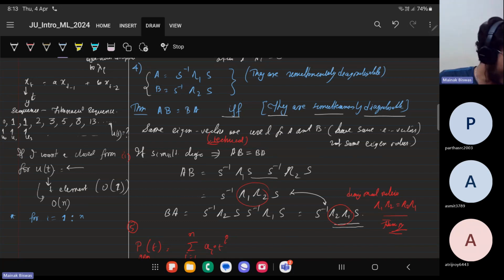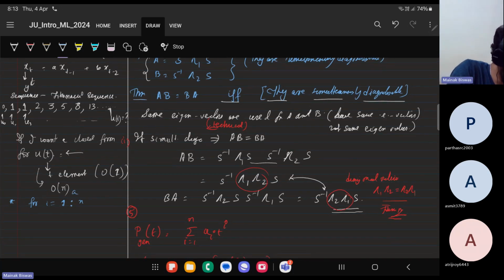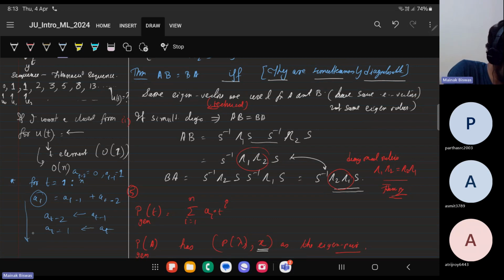You start a for loop for i going from 1 to n, and you store a0 as 0 and a1 as 1, right? Or a(t-2) as 0, a(t-1) as 1, and you say a(t) is equal to a(t-1) plus a(t-2). Now this becomes your new value. So next what happens? a(t-2) becomes a(t-1), and a(t-1) becomes a(t). And you keep on doing this.